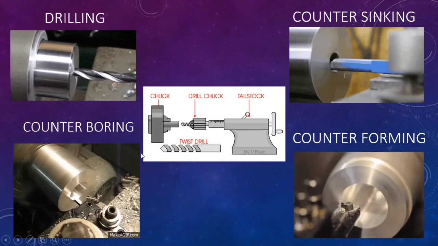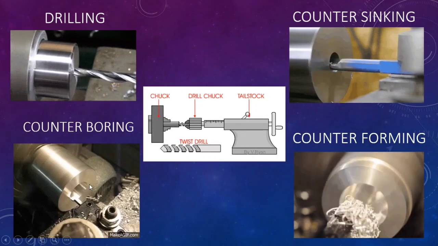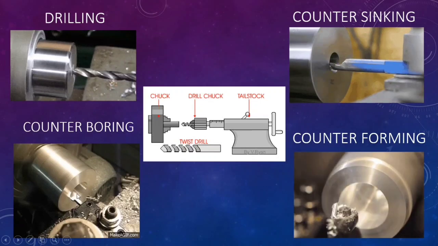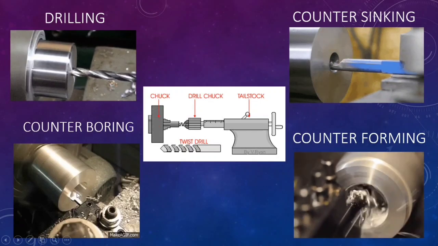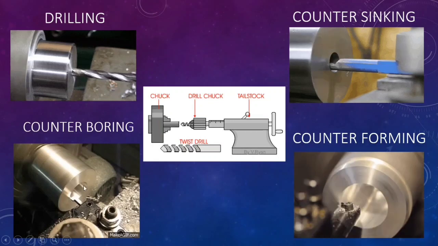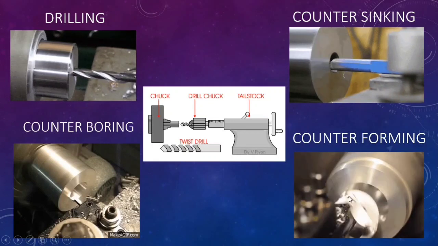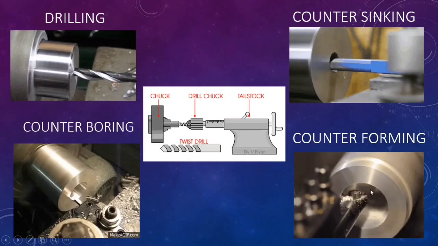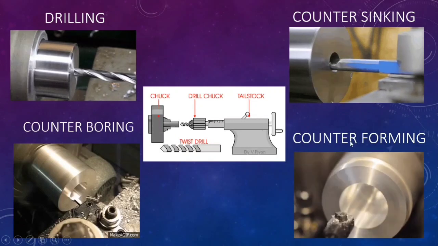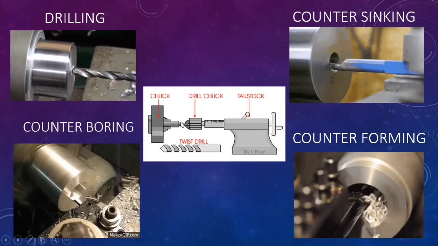Next, counterboring. Here, you are enlarging the diameter at the end of the hole that was created initially. So that is called counterboring. And in counter forming, you are creating some shapes on the drilled hole. So that is called counter forming. Like that, we are going to make different operations.